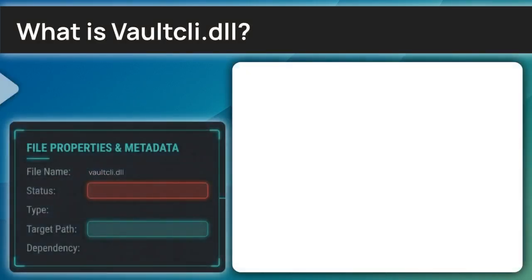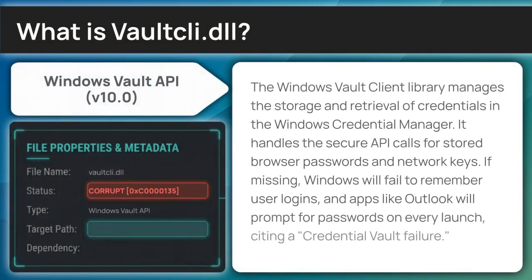This is the Vault client. It manages the storage and retrieval of credentials in the Windows Credential Manager. It handles the secure API calls for stored browser passwords and network keys. If missing, Windows will fail to remember user logins, and apps like Outlook will prompt for passwords on every launch, citing a Credential Vault failure. Now let's dive into the solution, starting with a standard reinstallation.